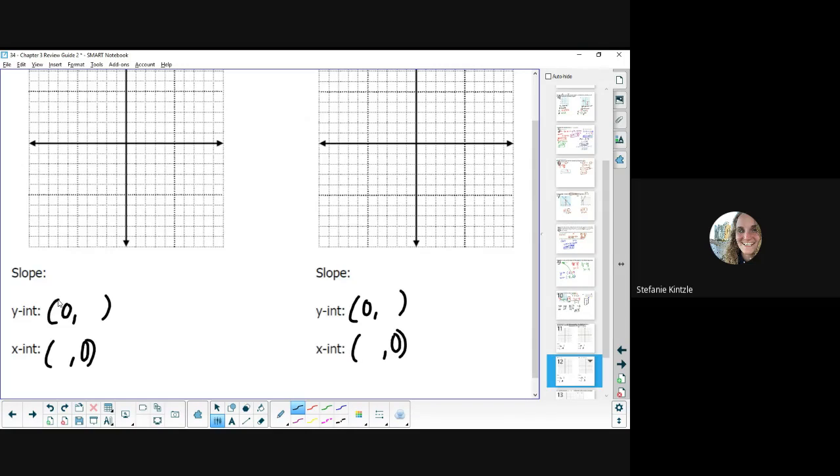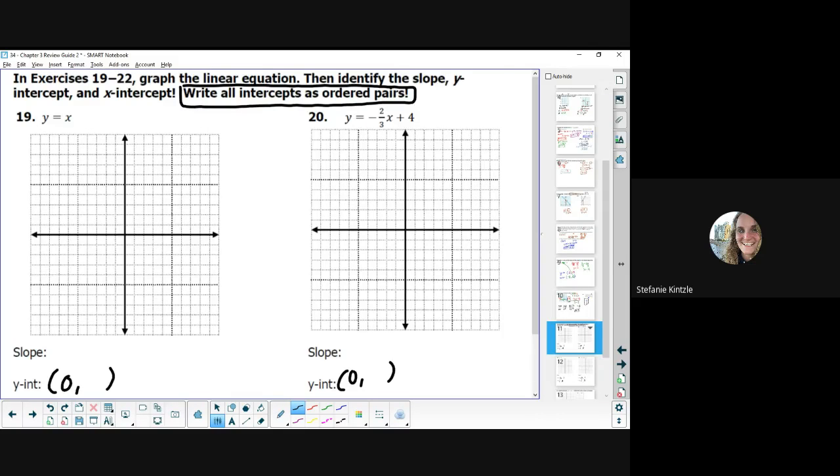All right, now let's go back up to number 19. We need all of them to be put into slope-intercept form first: y equals mx plus b. The first one is y equals x. That's actually called the parent function. It's the most basic function.